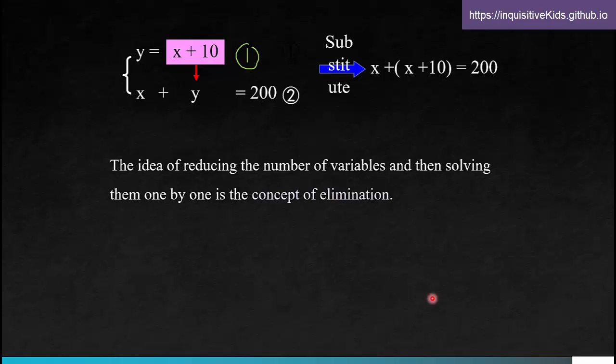The idea of reducing the number of variables and then solving them one by one is the concept of elimination. This is important because we don't really have a direct way to solve systems of equations in 2 variables, 3 variables, or multiple variables. We only know how to directly solve a linear equation in 1 variable. So what we can do is use substitution to convert a system of equations into a linear equation in 1 variable. This way we can eliminate y, for example, by substituting it, and then we only have x's in this equation.